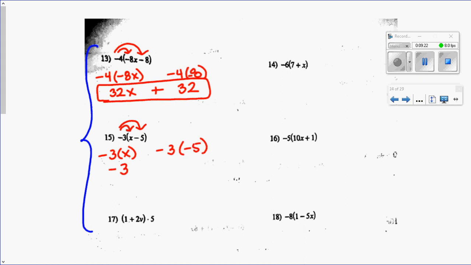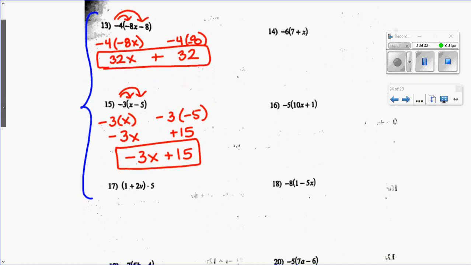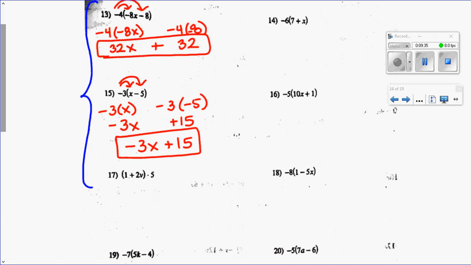And this would be negative 3x, and this would be positive 15. So it's just negative 3x plus 15, since it's a positive 15. Okay, so again, you want to always pay very, very special attention to the sign that's in front of the number. Okay, for number 17, you're going to distribute the 5 to the 1 and distribute the 5 to the 2v.